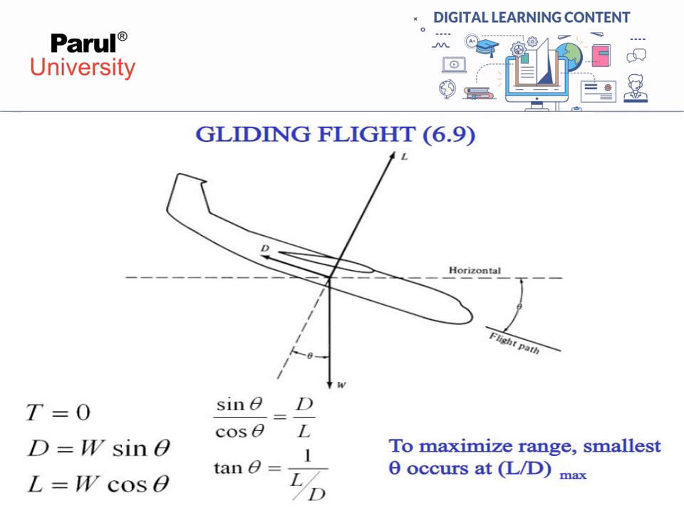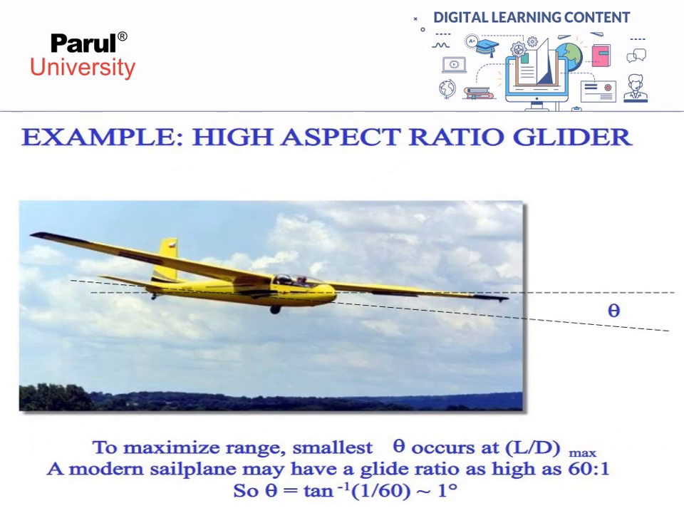Similarly, for a high aspect ratio glider, for maximum range, the smallest theta occurs at L by D max. A modern sailplane may have a glide ratio as high as 60:1, so theta is equal to tan inverse 1 upon 60, which is approximately equal to 1 degree.